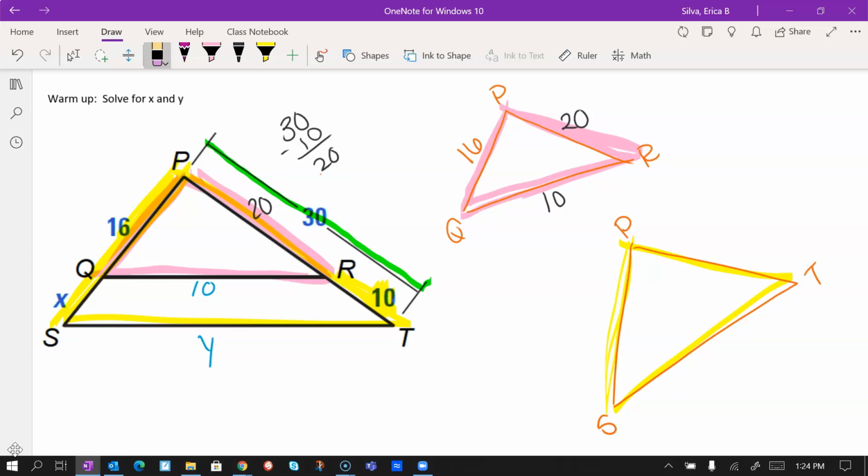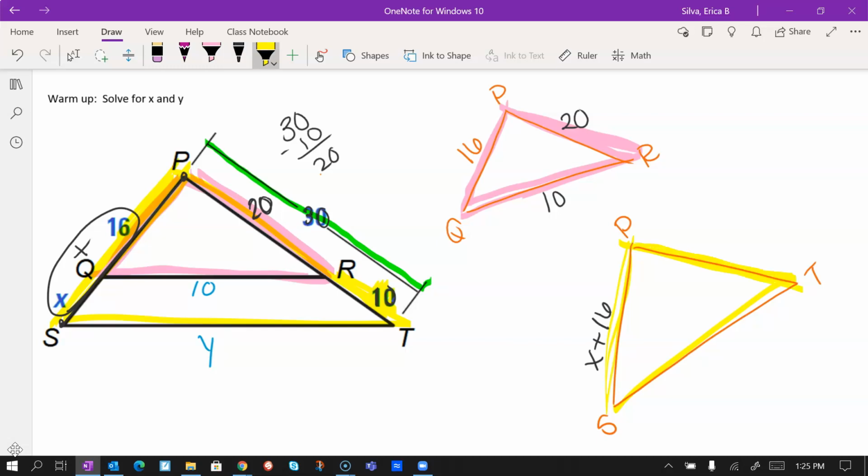Anybody else? What did we do between 20, PR, and RT to get 30? What operation did we use? All right, so Mila says x plus 16. If you notice here, we have 20 plus 10. That gives us 30. On the other side, if we're going from P to S, we also can add these two together. That is why we can say that SP or PS is x plus 16. Does everybody see that? All right, great job, Mila.